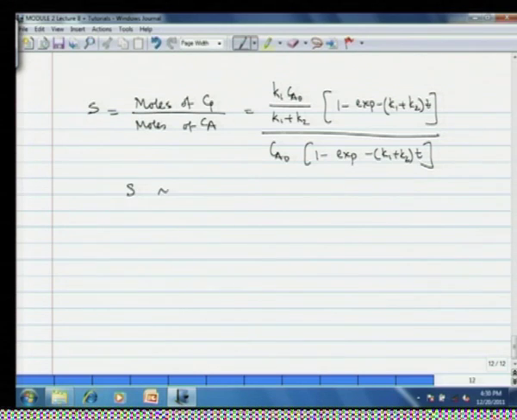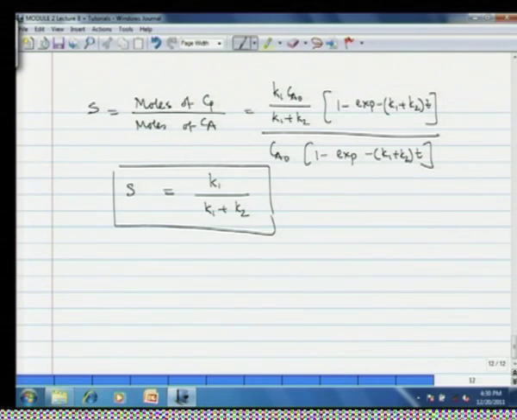Now, this simplifies to S is equal to K1 divided by K1 plus K2. This result is rather peculiar because you do not see here the conversion. S is independent of conversion, that point we note. So, the selectivity throughout reaction remains the same.